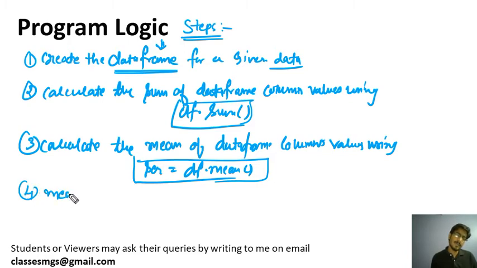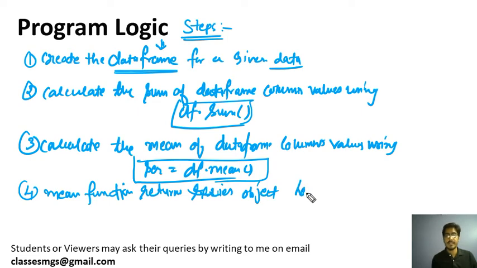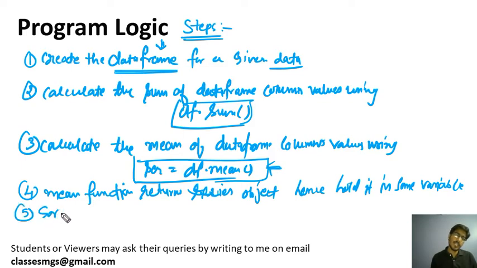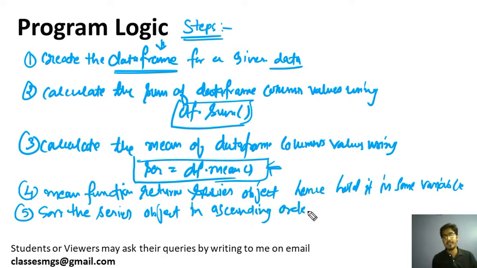The mean function returns a series object, hence hold it in some variable, like I have held it in the scr variable. Now the fifth step is to sort the series object in ascending order. Remember, ascending order is important. Otherwise, the lowest mean will become the last element of the series object.